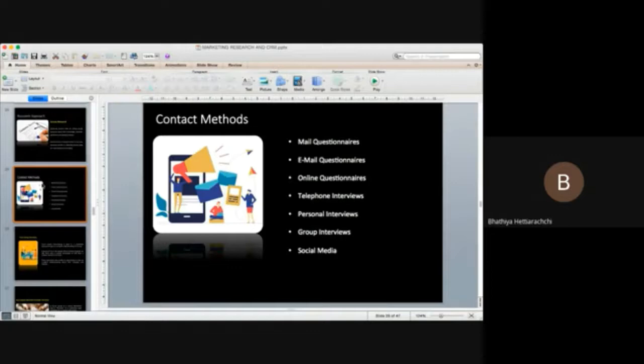Then the next category is contacting the customer. It starts with telephone interviews. So what happens here is that you basically are contacting customers over the phone, right? Customers over the phone, and then administering your questionnaire.